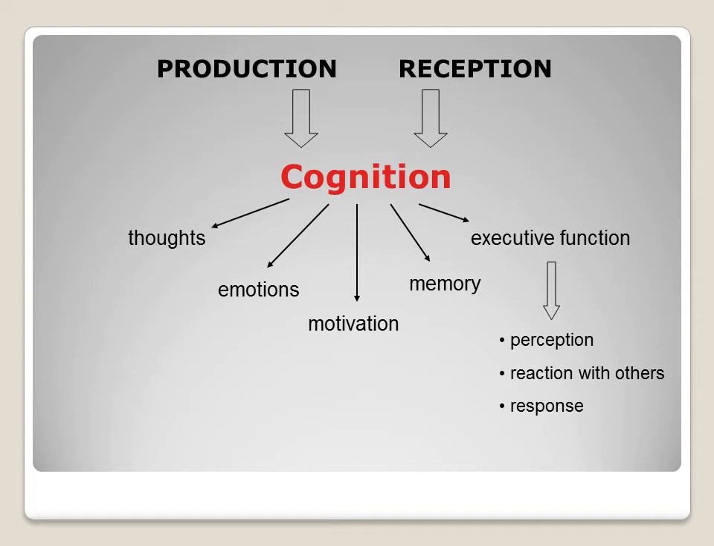We form thoughts of what we want to achieve in a communication process. What emotions are attached to both receiving and producing the information influences how we react to the given information and what action we take. Both production and reception are connected to storage and recall of previous information units.